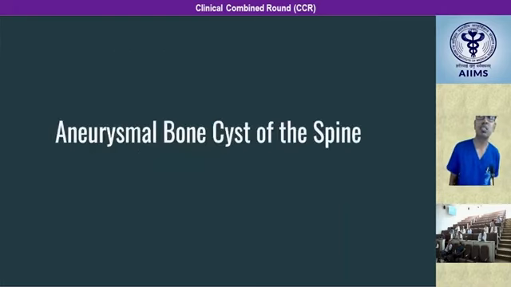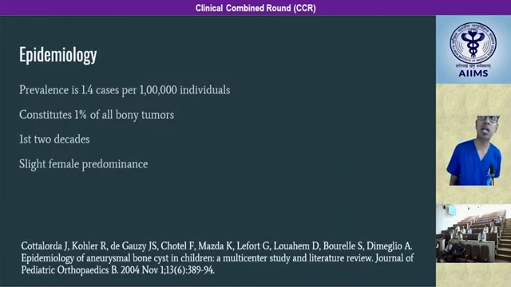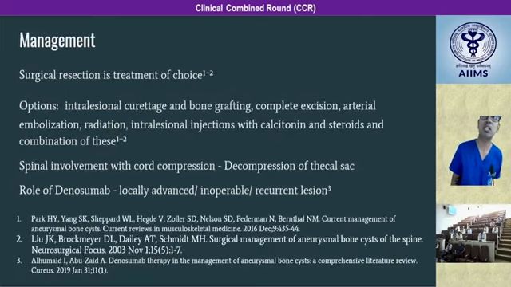So my discussion is on aneurysmal bone cyst of the spine. It has a prevalence of 1.4 cases per 1 lakh individuals in the population, and it constitutes 1% of all bony tumors. It's most commonly seen in the first 2 decades, and it has some slight female predominance, in contrast to our case. In management, surgical resection is the treatment of choice.